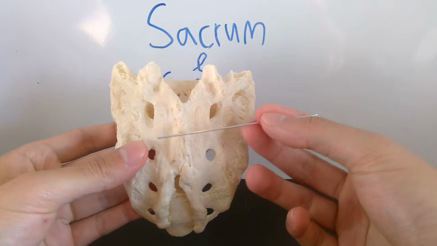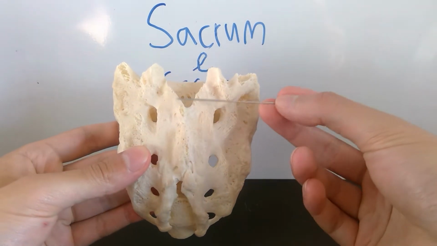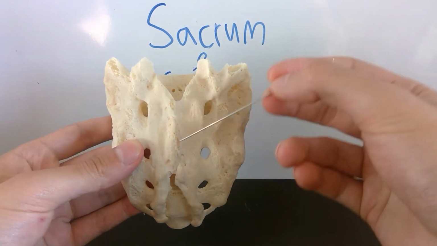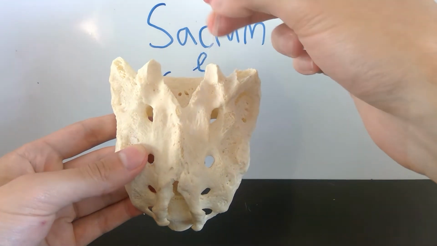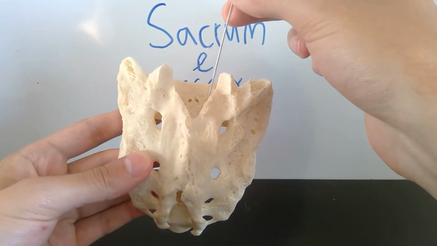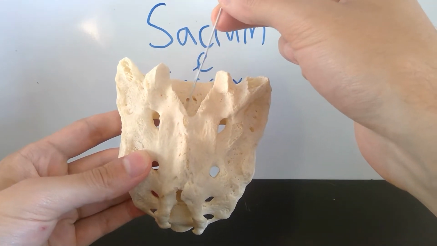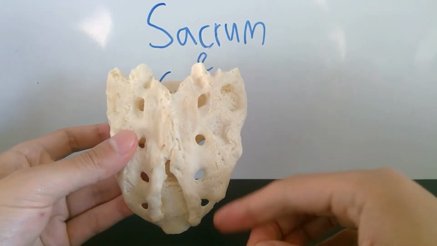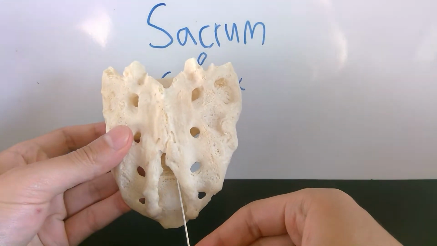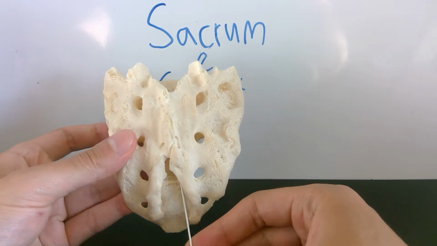So what we're looking at here is the posterior side of the sacrum. And a good way to remember this is that the posterior is where the sacral canal is located, which is this opening here at the top, and the sacral hiatus, which is the bottom of this opening right here.